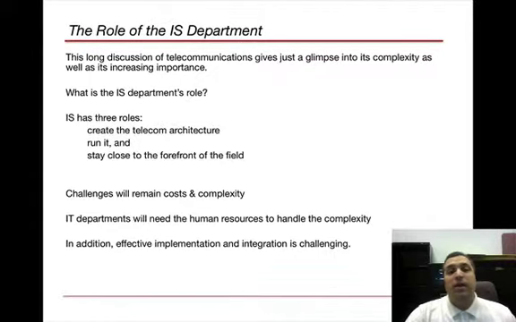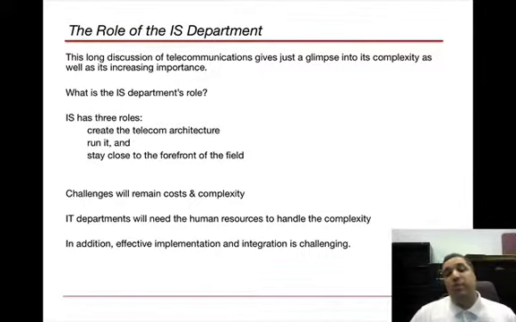The IS department has basically three roles in telecommunications: create the overall telecom architecture, run it, and understand the changes that are affecting the field. How are future changes going to impact the way we do business? No matter what, it's going to be about cost and complexity. It's going to be about risk. It's going to be about security. And CIOs, and really the person in charge of telecom or networking or infrastructure, are the people who are going to have to make those decisions and bring them up to the CIO.